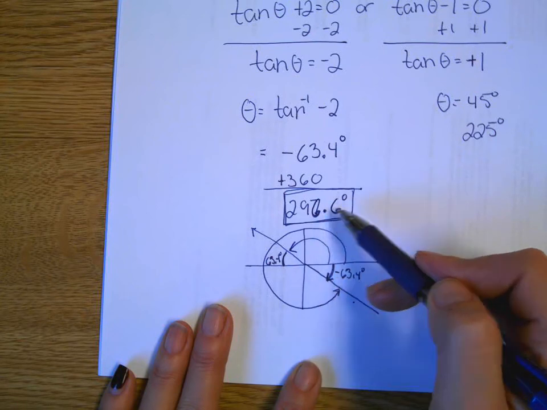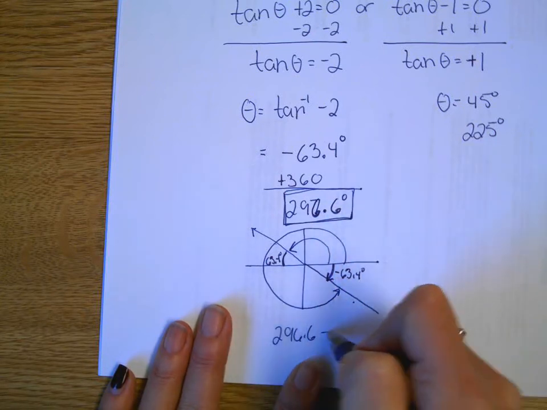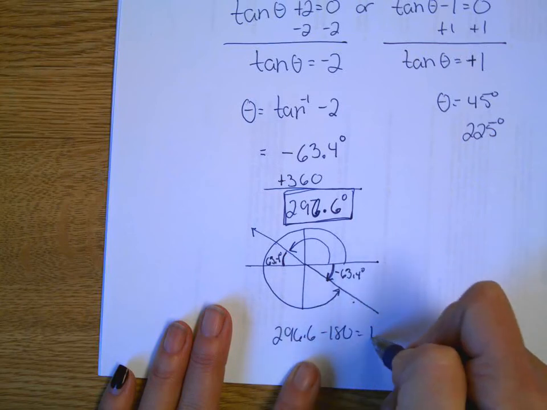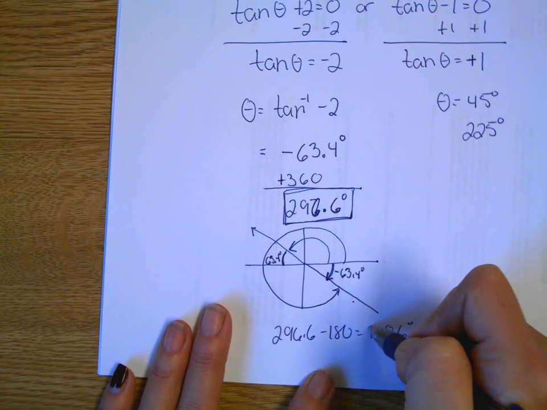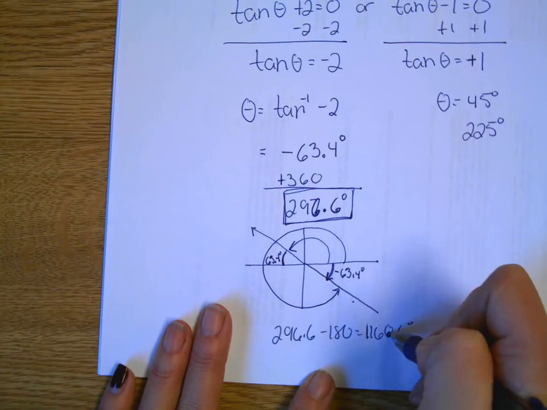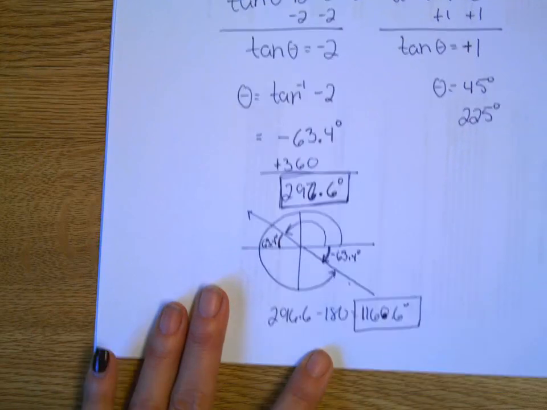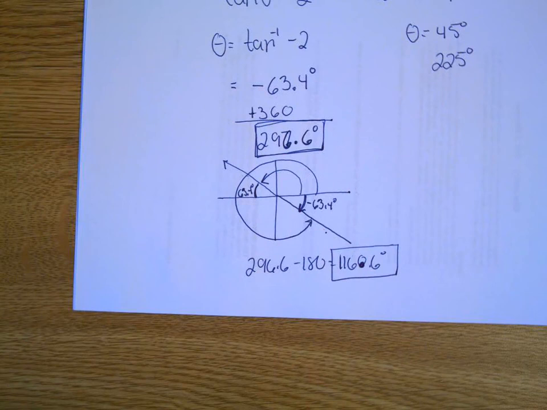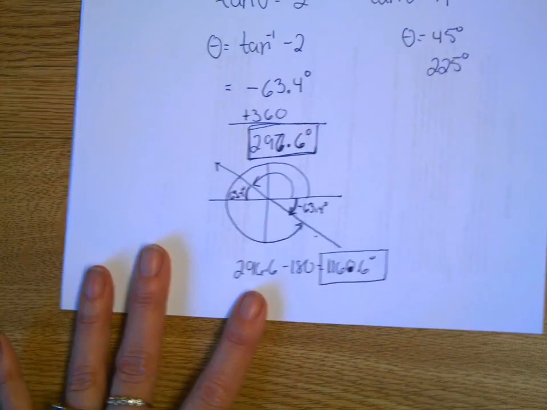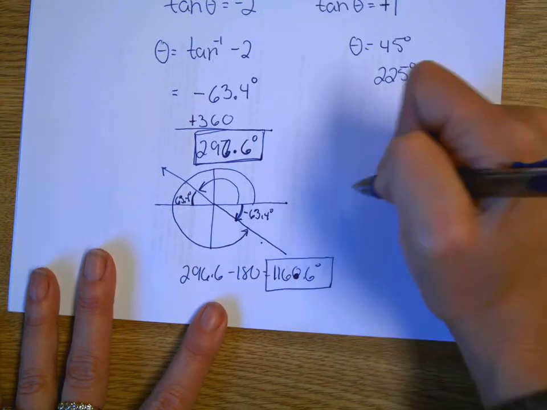So what's 296.6 minus 180? 116.6. Thank you. Okay, that's it. Don't worry about the really tough ones at this point, because I kept them easy today. Tomorrow we're going to do some more challenging ones.